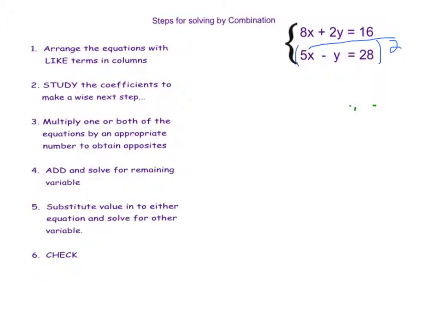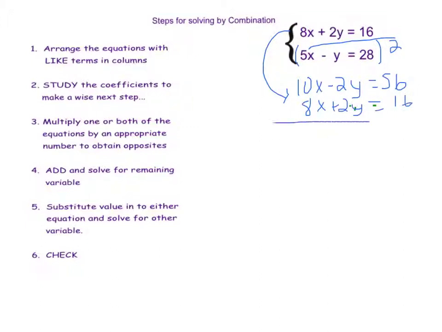So 5x times 2 is now 10x. 2 times y is 2y, but it was minus. And 2 times 28 is 56. Alright, so from there, I'm just going to rewrite this equation down below. So 8x plus 2y, making sure my columns line up, equals 16.